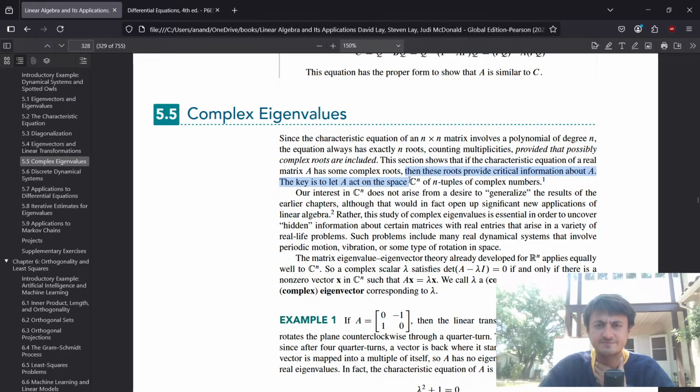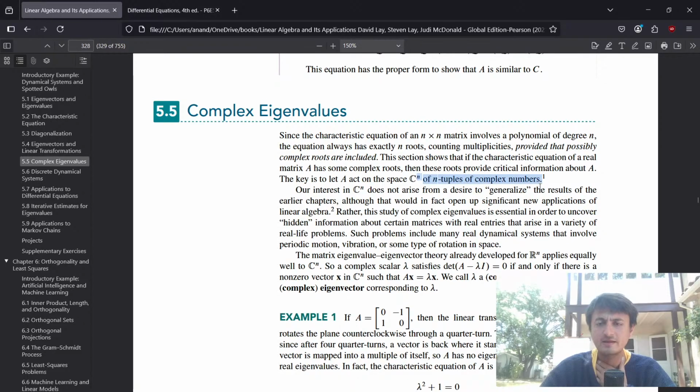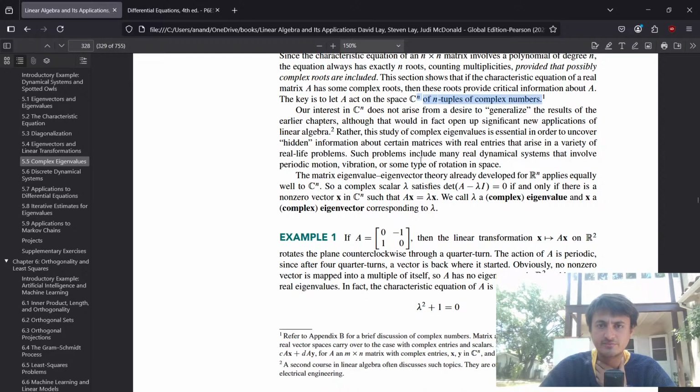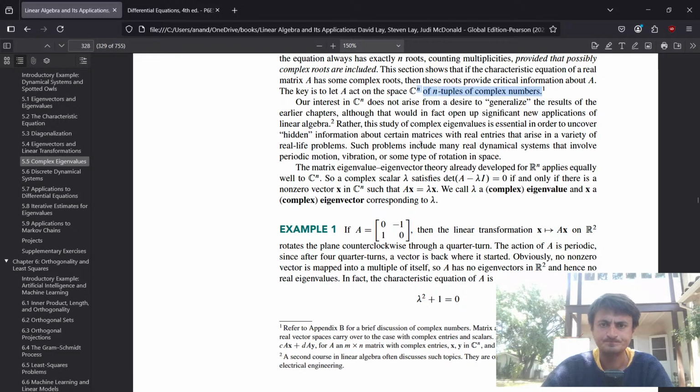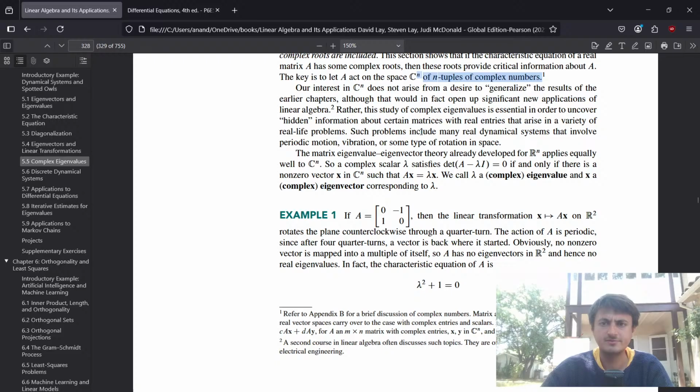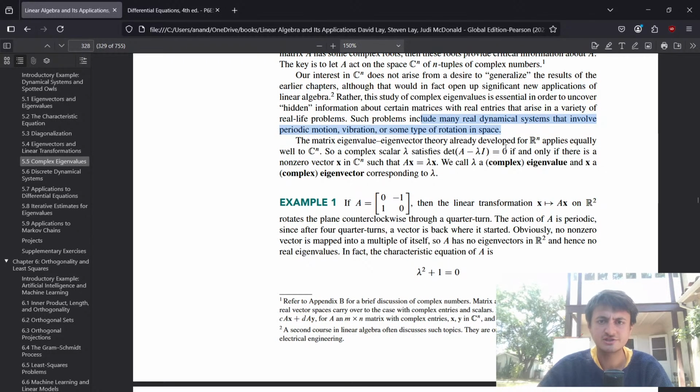The key is to let A act on the space Cn of n-tuples of complex numbers. Our interest in the complex numbers does not arise from a desire to generalize the results of earlier chapters. Rather, this study of complex eigenvalues is essential in order to uncover hidden information about certain matrices with real entries that arise in a variety of real-life problems. Such problems include many real dynamical systems that involve periodic motion, vibration, or some type of rotation in space.